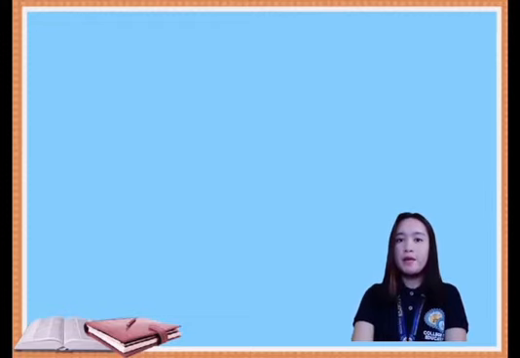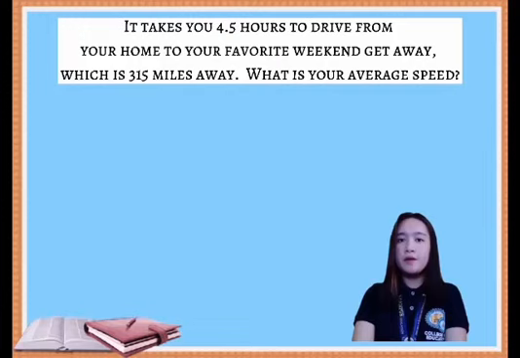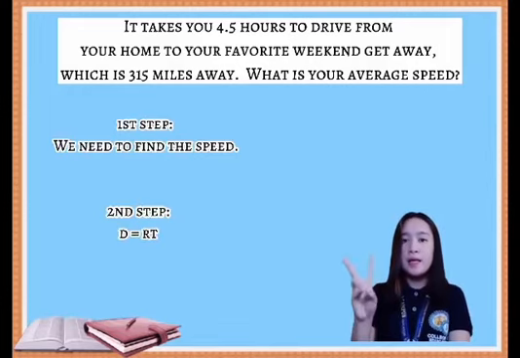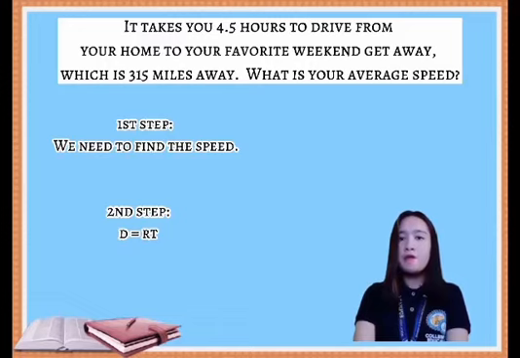So here we have: it takes you 4.5 hours to drive from your home to your favorite weekend getaway, which is 315 miles away. What is your average speed? First step, we need to find the speed. Second step, the formula is distance is equal to rate times time. Therefore, the operation we're going to use is division.